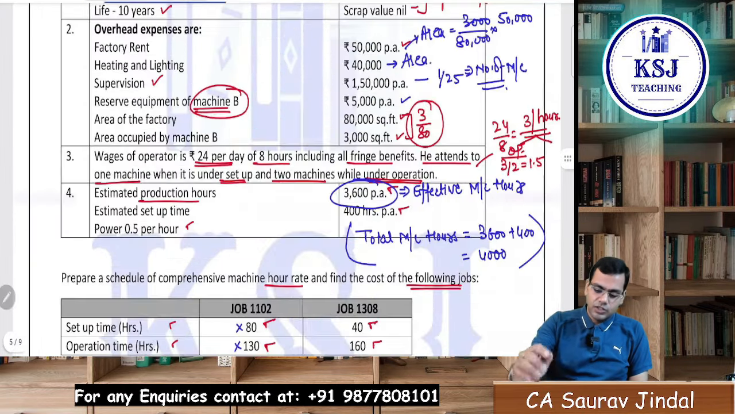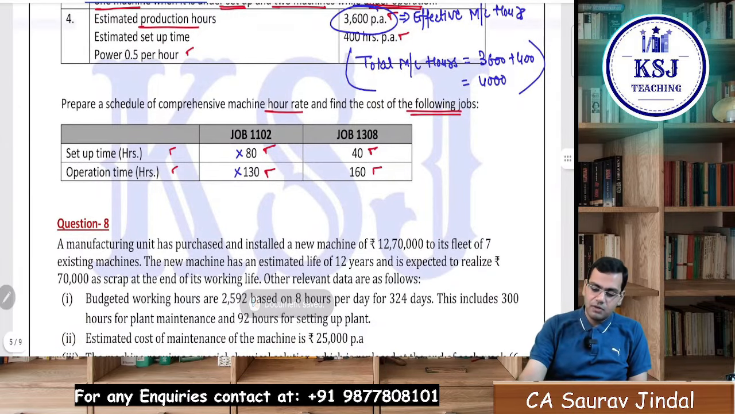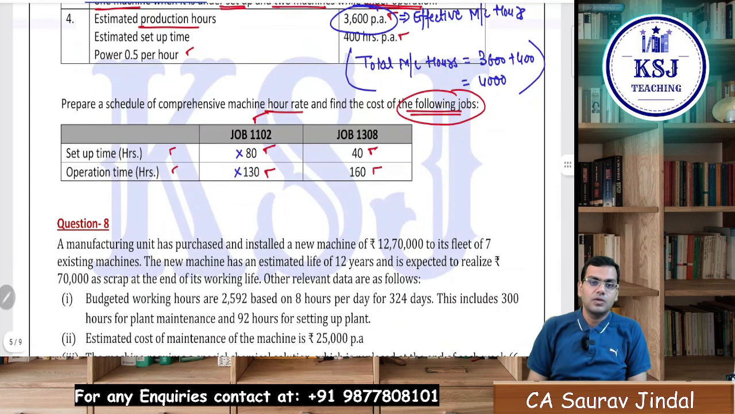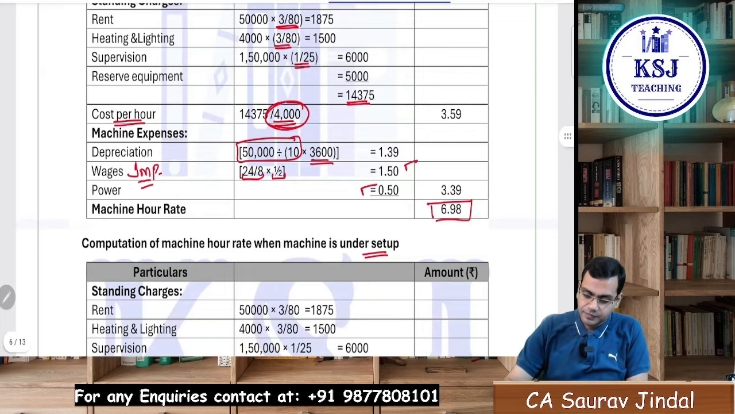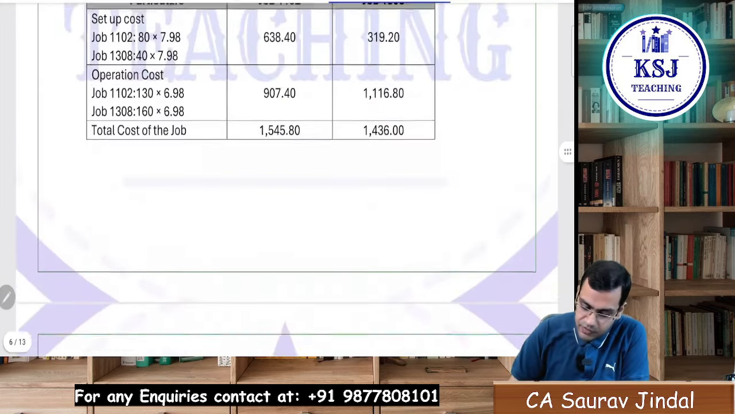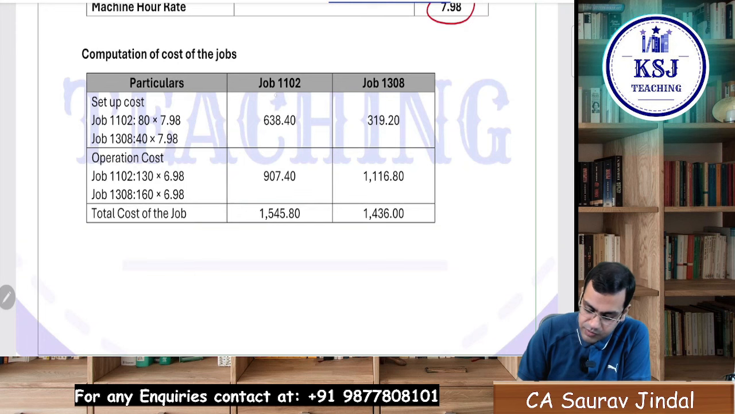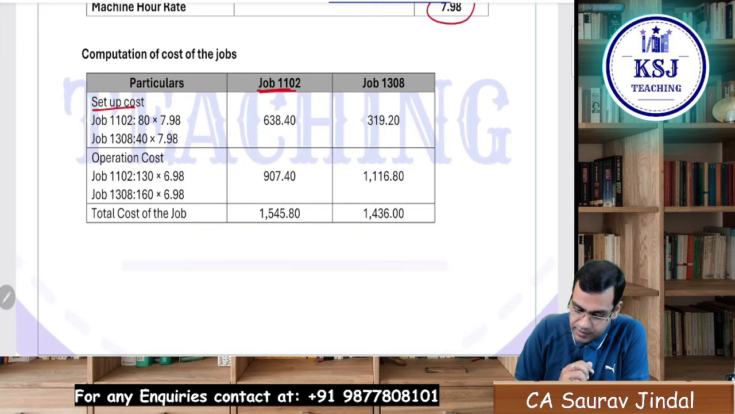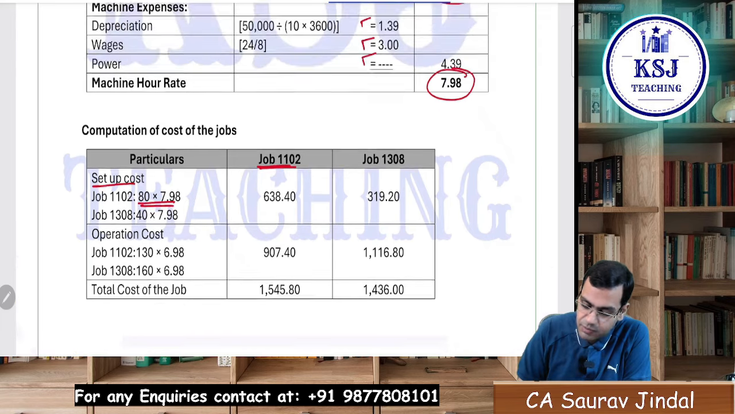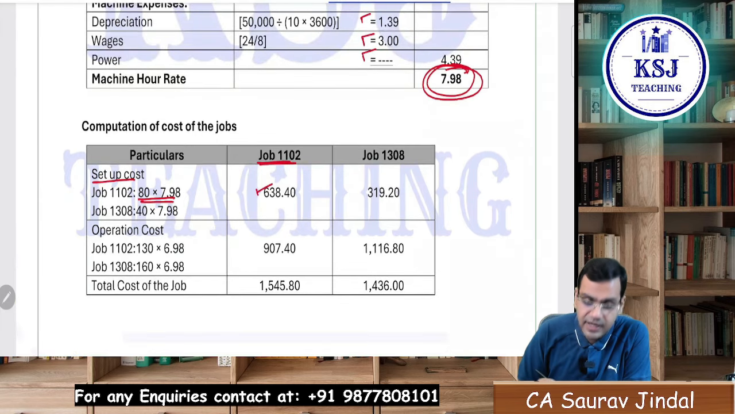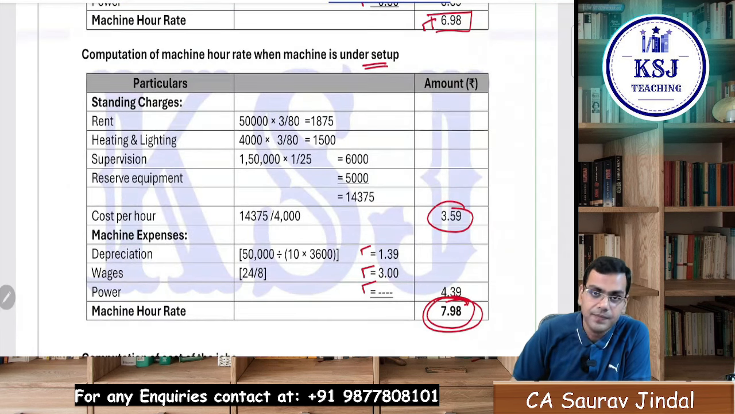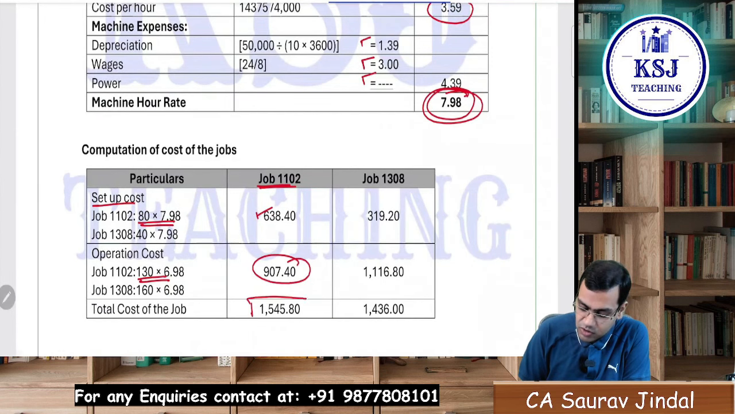What is the ultimate question? The ultimate question says prepare a schedule of comprehensive machine hour rate, find the cost of the following jobs. You have to find out the cost of this job 1102. Now we have calculated what is setup time, what is operation time per hour cost. So we'll multiply it with 80. See here. For job number 1102, setup cost, right, that is 80 rupees into 7.98, this one. So you will get operation cost 130 hours into 6.98 per hour, right? So you will get this. This is the total cost of job number 1102.